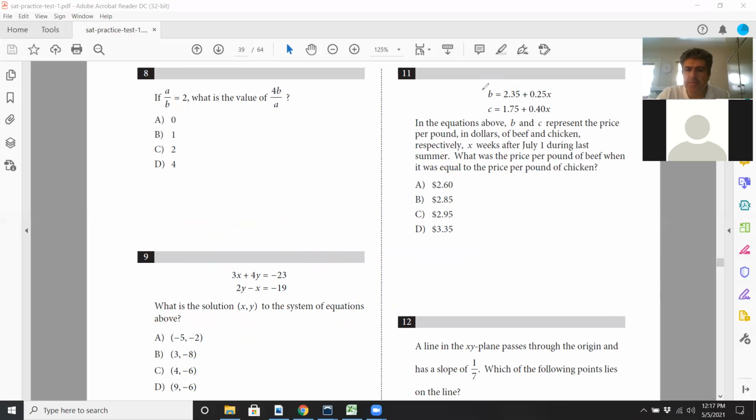So here they tell you the equation for the price of beef and chicken, X number of weeks after July 1st, or last summer, fine, whatever. So the price, I think, will go up after July 1st, which kind of makes sense because you're in the summer months and people want to barbecue, I guess.